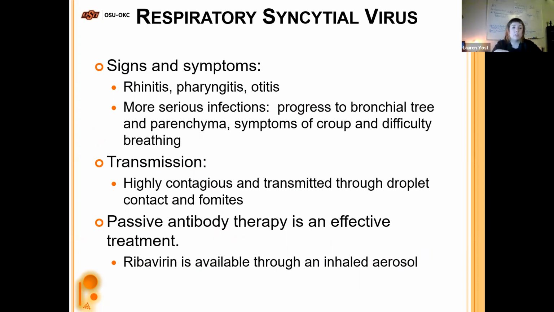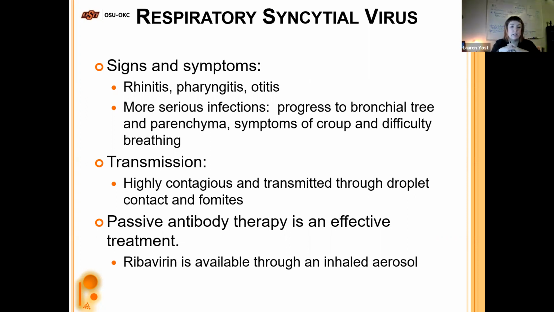Signs and symptoms of RSV include rhinitis, pharyngitis, and otitis, which is going to be the nose, the throat, and the ear, those three. So more serious infections can progress towards the bronchial tree to parenchyma and cause symptoms of croup and difficulty breathing, especially in younger patients. So we have transmission through droplet contact and fomites.